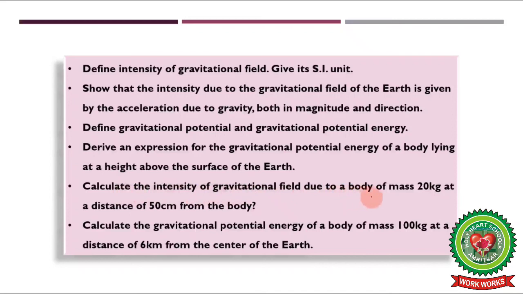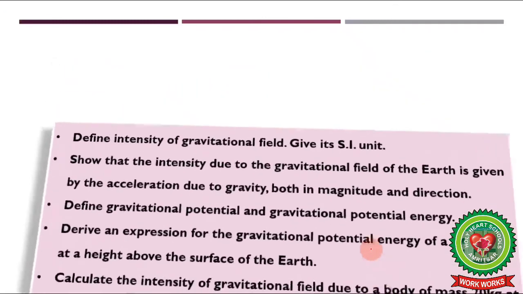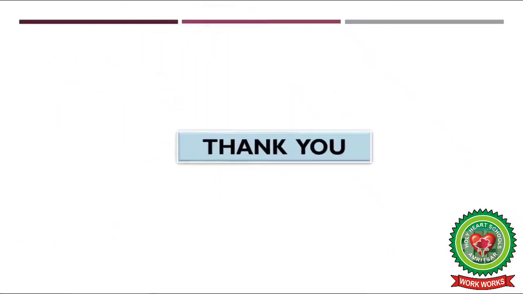Next one is a numerical: calculate the intensity of gravitational field due to a body of mass 20 kg at a distance of 50 cm from the body. And the last one is: calculate the gravitational potential energy of a body of mass 100 kg at a distance of 6 km from the center of the Earth. That's the end of the topic.